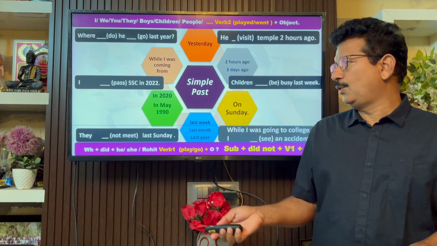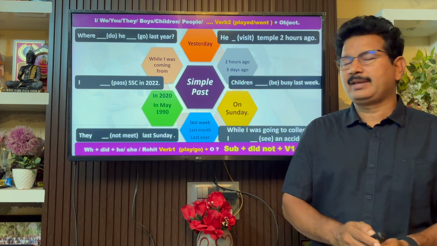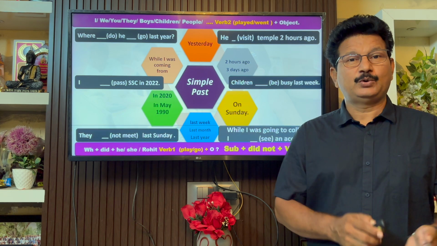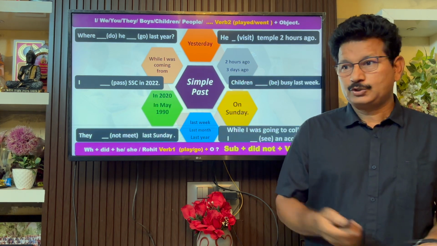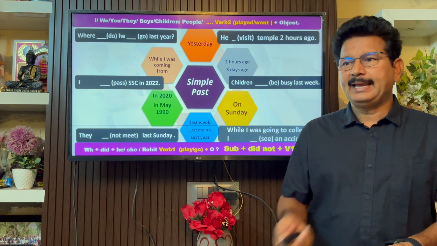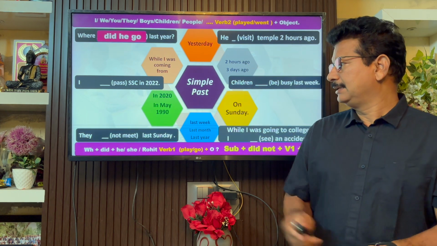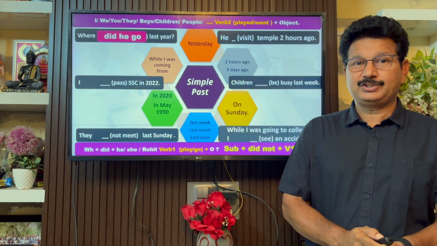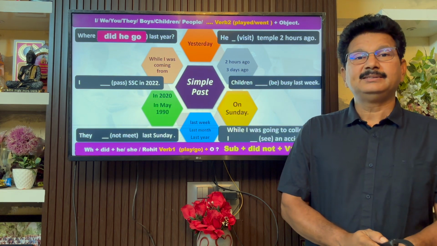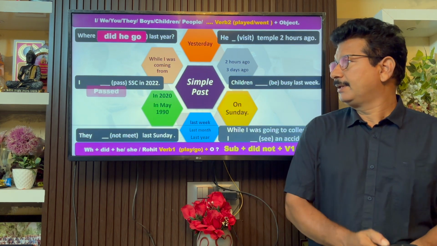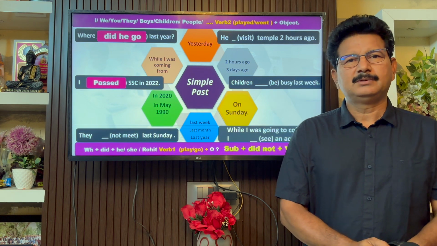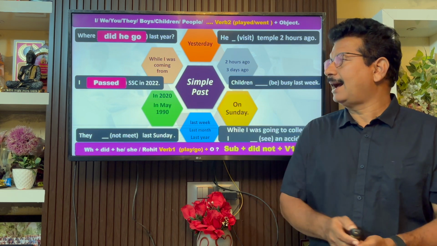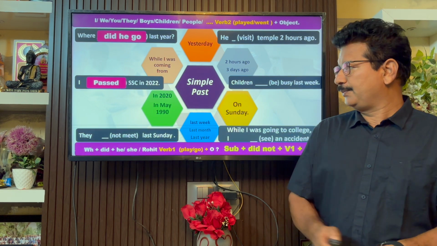So now let's go with examples. The first one: they dash not meet last Sunday. It's a negative sentence, right? So now what would be the answer? They did not meet. Then, looking at the first one again, it's a question: where did he go last year? And now the second one: 2022. I dash exam. So it is I passed SSC in 2022.